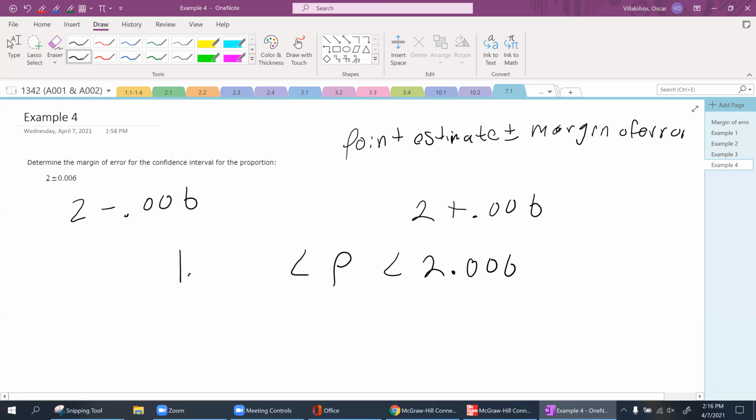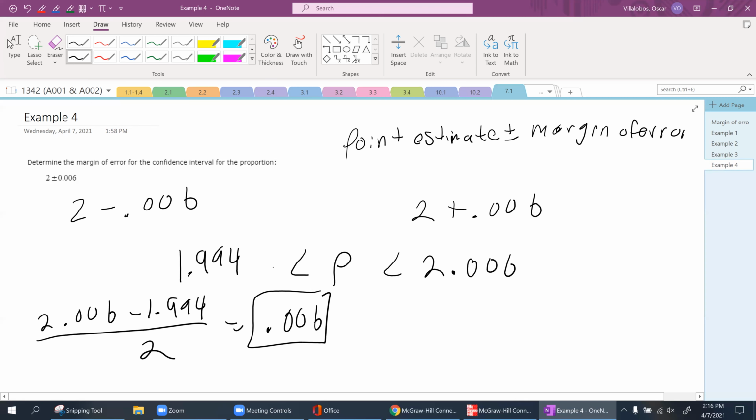The lower one would be 1.994. Let's do 2.006 minus 1.994, all over 2. Plug that in, and guess what? It does give me 0.006, and you can confirm that. This is all there is for section 7.1. So please, it's very important that you know the definitions and make sure you understand what's going on.